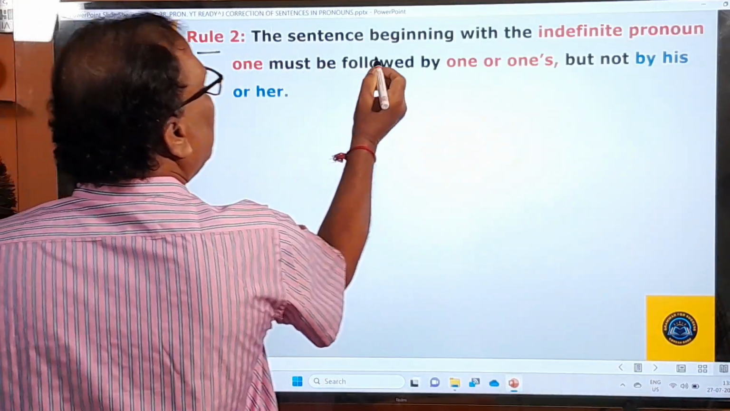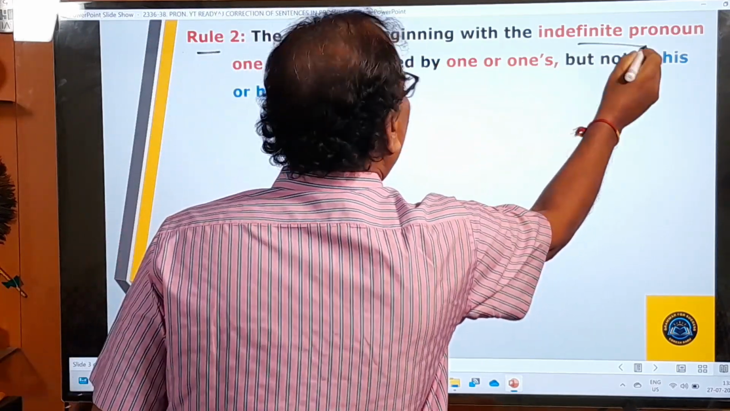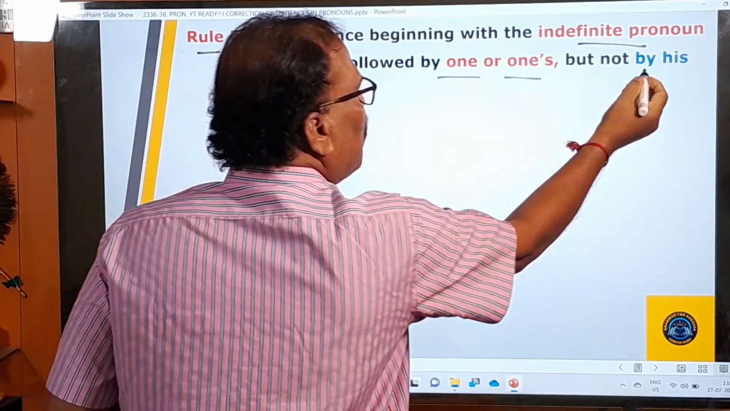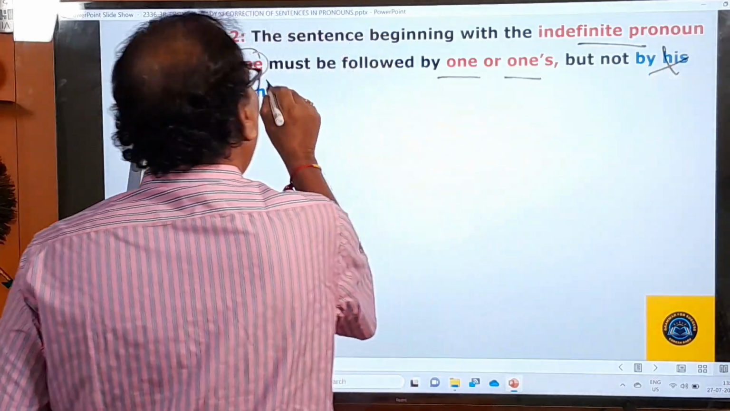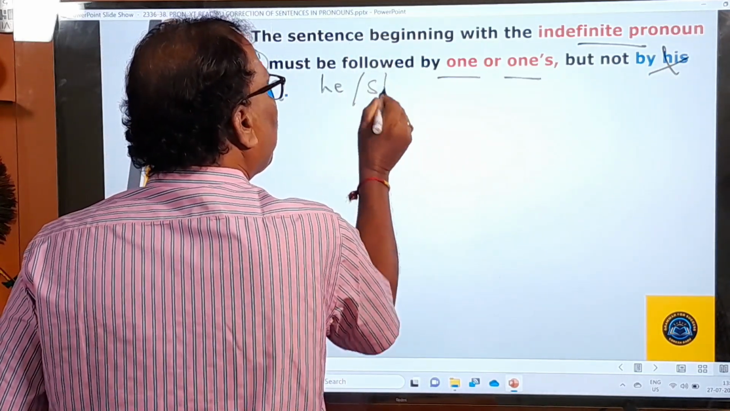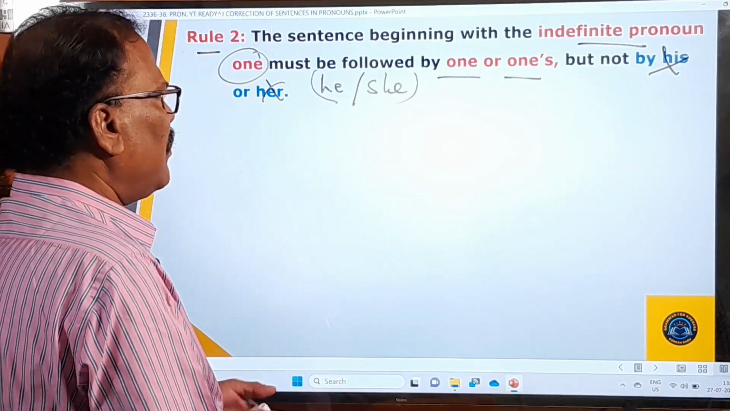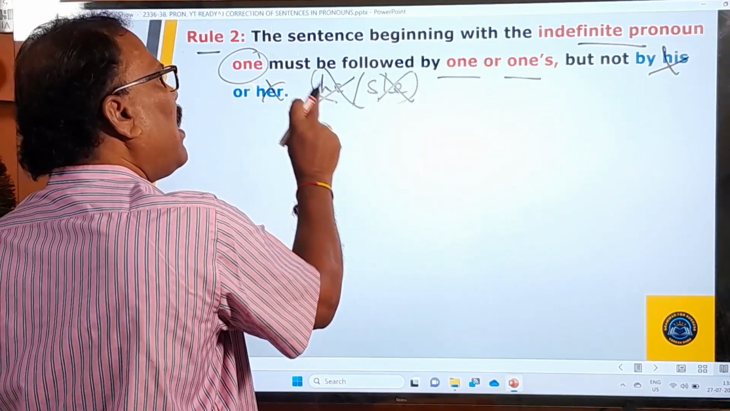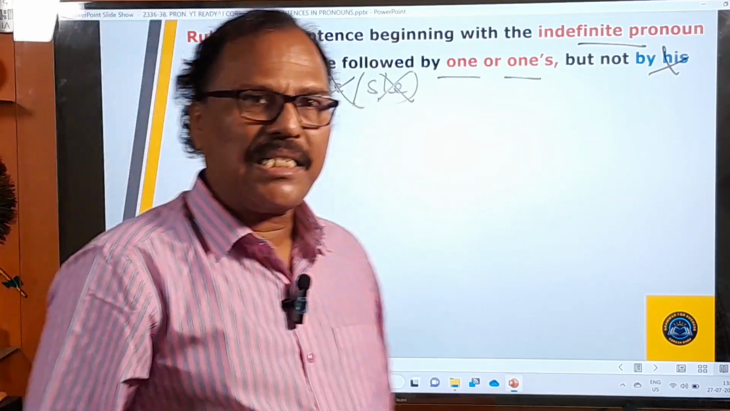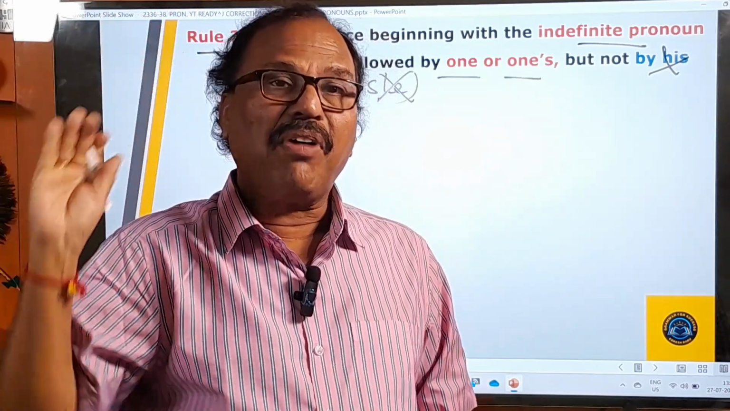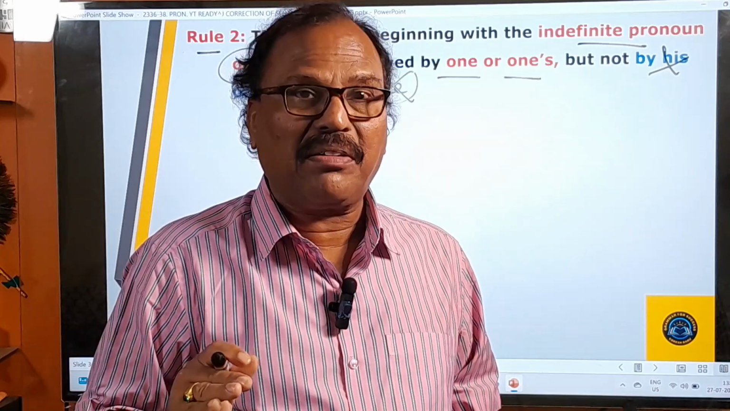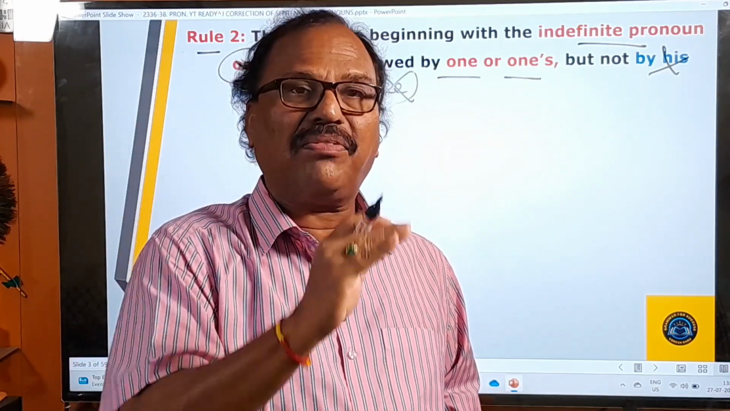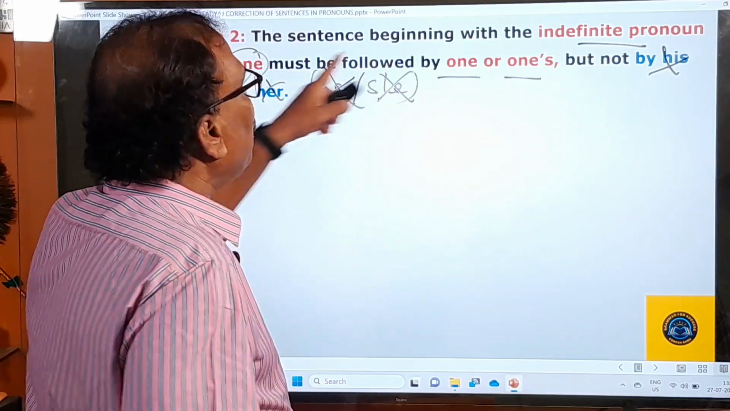Rule 2: The sentence beginning with the indefinite pronoun one must be followed by one or ones, but not by his or her, or he or she. This is very important. That means the sentence beginning with one. One does not mean number one. One means one person or one place or one thing. It is an indefinite pronoun.